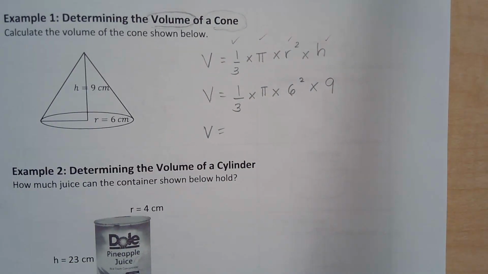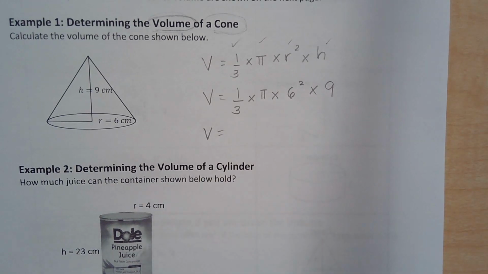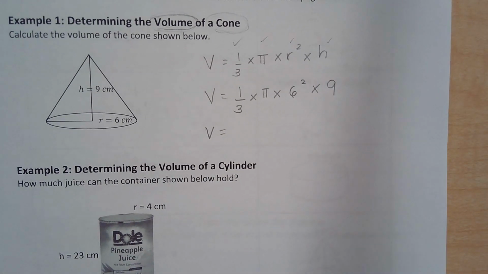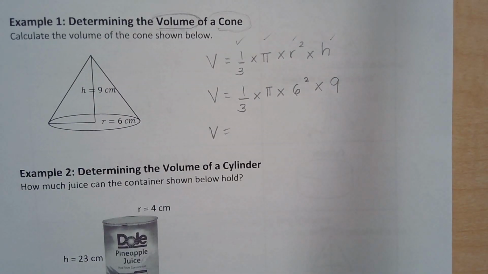Okay, so I'll give you a moment to type that in to your calculator. The 1/3, is it like 1 divided by 3? Yeah, you can just enter 1 divided by 3 times pi times 6. Okay, make sure you put the square there, times 9.